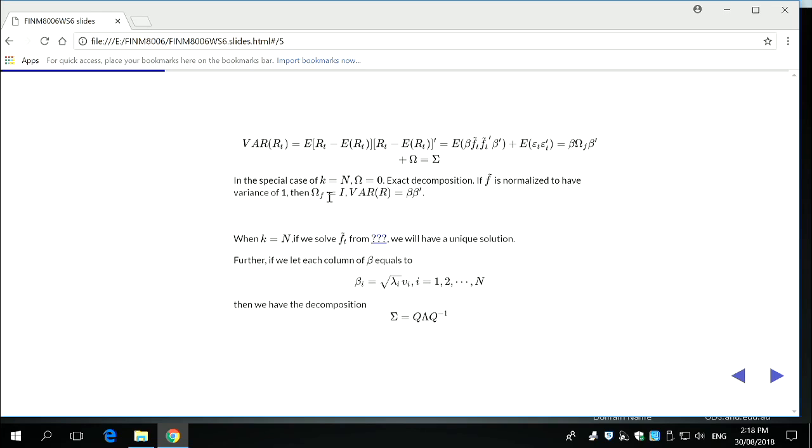So in that situation, the variance of the R t is really easy. It's just beta times beta prime, right? Because this is the identity matrix in the middle, and the idiosyncratic part is 0. So we can easily calculate beta from there. Right. So if this is indeed true, k equal to n, then we can actually solve for f tilde, because this variance is just beta times beta prime. How do we solve for f tilde?